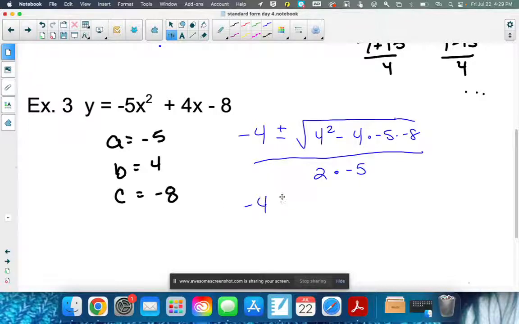All right, so negative 4 square root of negative 144, and I'm going to simplify the bottom just so we can see it as negative 10. Okay. Yeah, 4 squared minus 4 times negative 5 times negative 8.